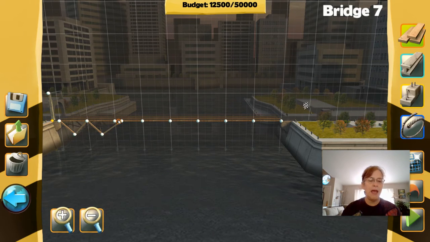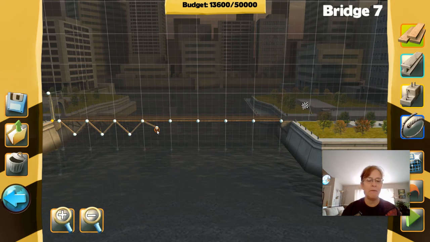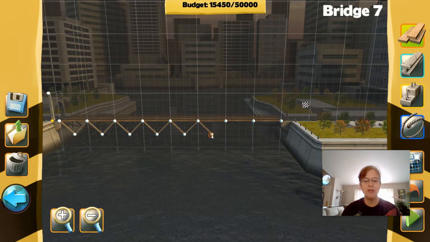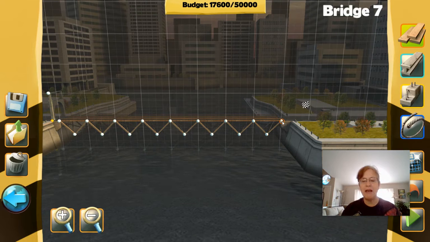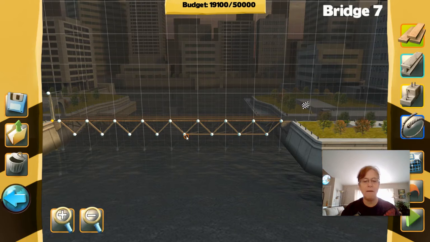hold it up. Notice I do have a pretty big budget, so I'm wondering here what I'm going to have to include to make this bridge work. So these are going to be my trusses, and we'll see if that's maybe enough to hold this bridge up.